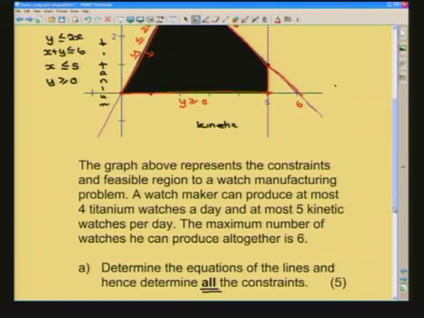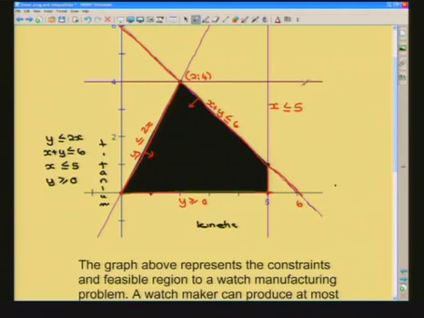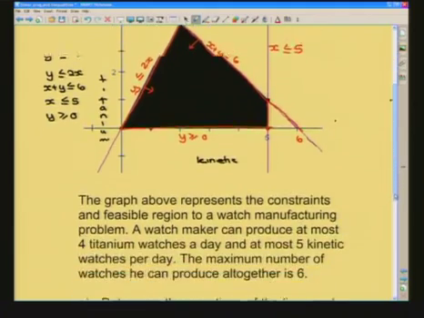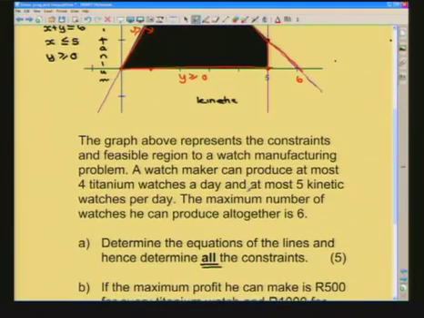Okay, so let's just see, have we catered for that? Yes, there it is. It was a pretty useless inequality, because in actual fact it should have been less than, so you could have added it in. You could have written y less than or equal to 4. But in actual fact, it didn't really affect our feasible region in any way. Right, so now we go over here. What else do they say? They say the maximum number of watches he can produce altogether is 6. So do we have an x plus y less than or equal to 6?